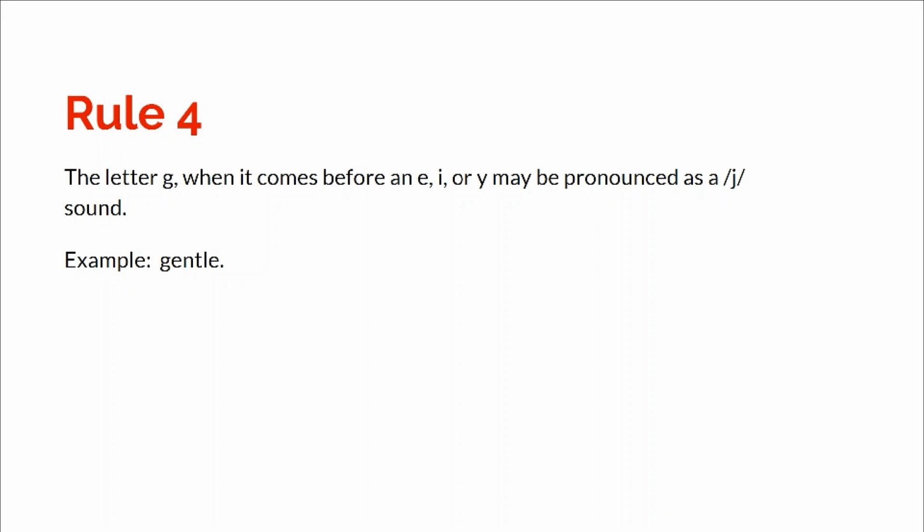Rule number 4. The letter G, when it comes before an E, I, or Y, may be pronounced as a J sound. For example, gentle. So the G sound when it comes before an E, I, or Y may be pronounced with a J sound. Once again, the example is gentle, because there is an E following the G, so it has the J sound.